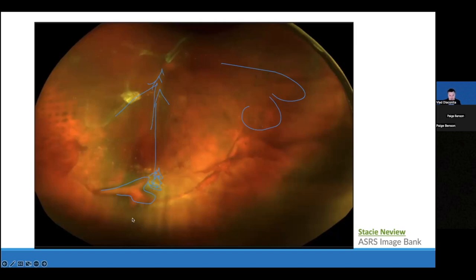So pulling this area this way. And that's why you have this break develop. And then you got a detachment, which is really difficult to fix. Really, really challenging. And they're different than rhegmatogenous ones because the cause is not usually the break itself. The break is caused by the pulling traction.